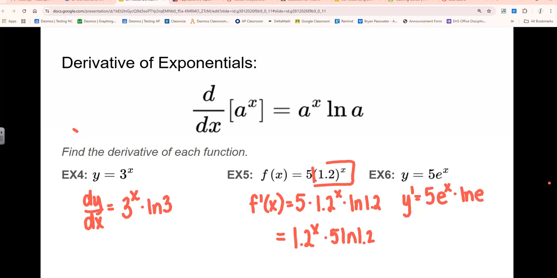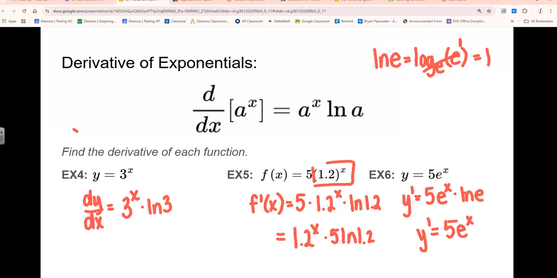But what is natural log of e? It is 1, because natural log is really log with the base of e. So we're doing log base e of e. So log base e of e is just 1, because those cancel out and you're just left with the exponent, which would be a 1 there. So this is really just 1, so I could just say y prime is 5e to the x.